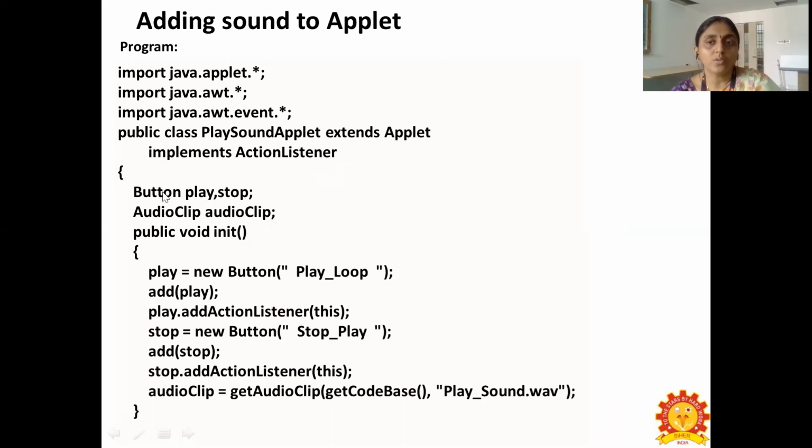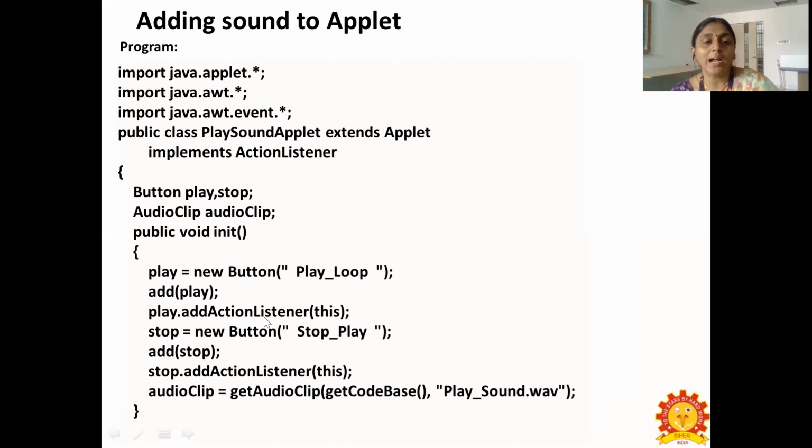So here we are using button controls, and you are creating objects for the button controls, play, comma, stop. And we have a class called AudioClip in the applet package. Here for AudioClip, we are creating an object. And now in the init function, we are initializing the buttons and the AudioClip values. So play is equal to new Button, PLAY_LOOP. This constant you are initializing for the play button. And then you are adding this play button into the window.